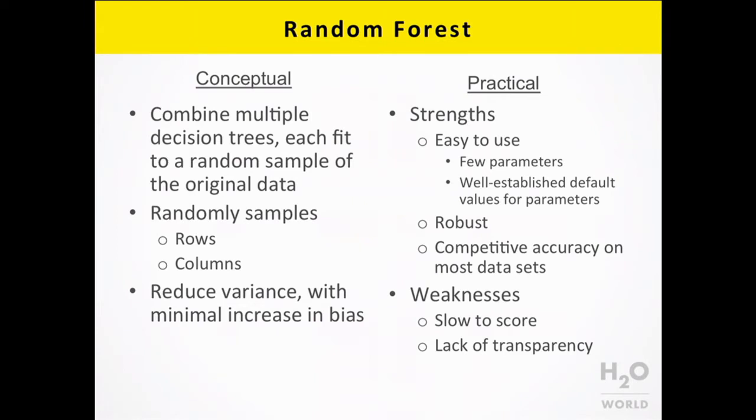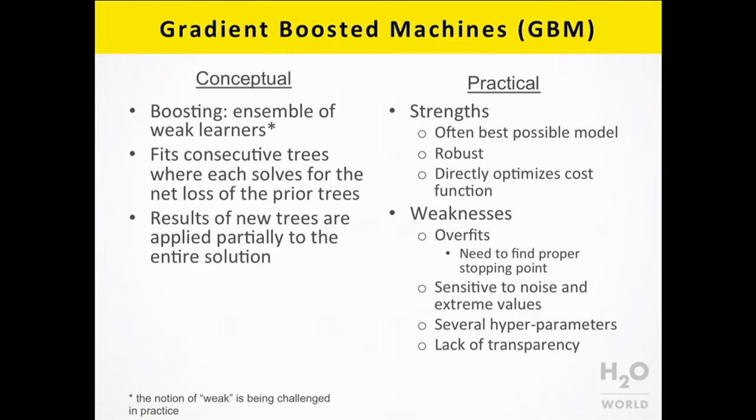Weaknesses are they're slower to score because now we're actually fitting many, many trees, and lack of transparency. And truthfully, in a decision tree, you start to lose transparency when you get deep in there as well. But it's amplified by the fact that we're going to fit 30, 50, 100 of these trees. So to wonder what this entire system of trees is doing is pretty hard.